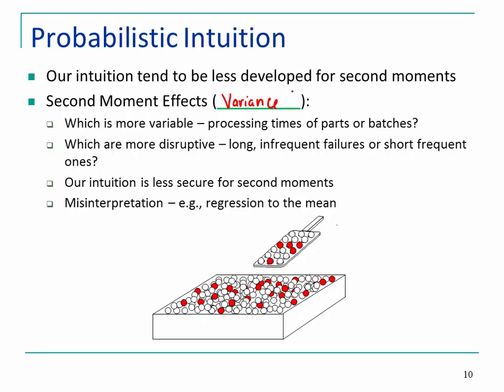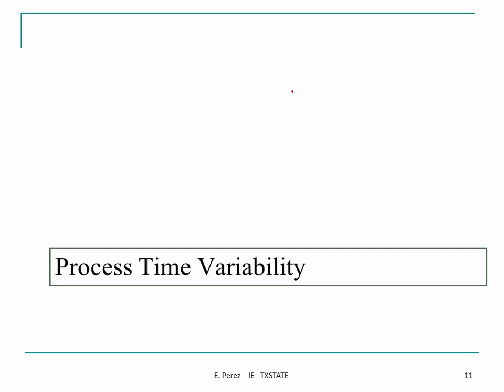That could work, but most of the time it's not as efficient as the type of analysis that we are going to be discussing in class. Okay, so that could give you a good idea of how your process is behaving. But in terms of doing a forecast, sometimes it doesn't give you the best output. Okay, so that's why I'm putting this comment here, misinterpretation, for example, the regression of the mean. Very difficult to account for the variability into your process. Okay, so now let's talk about process time variability.